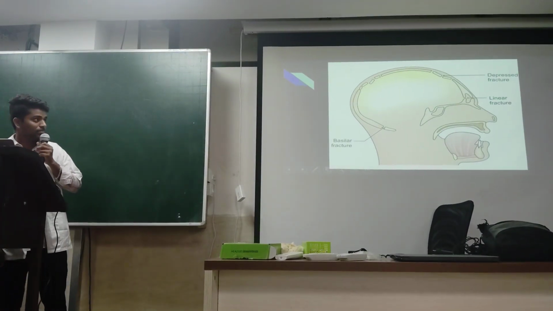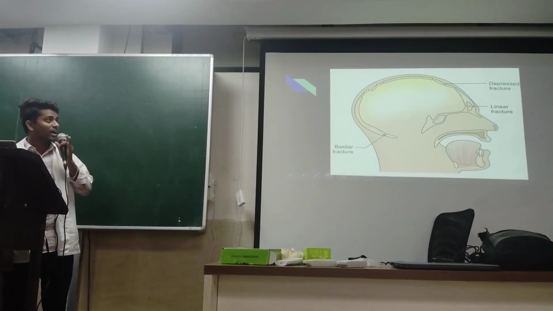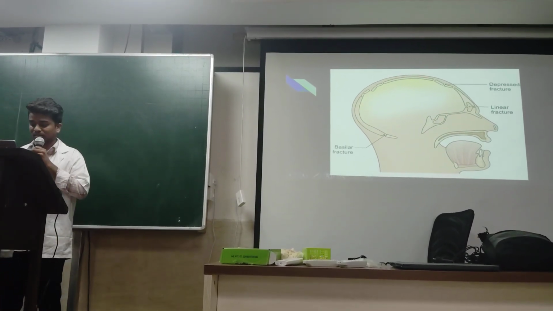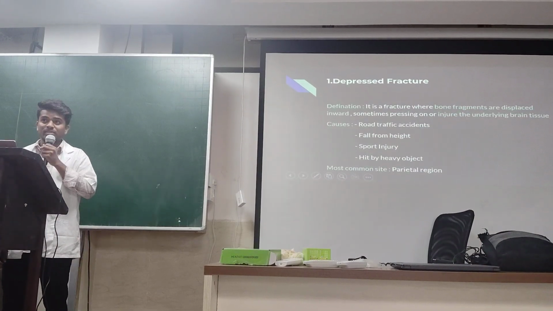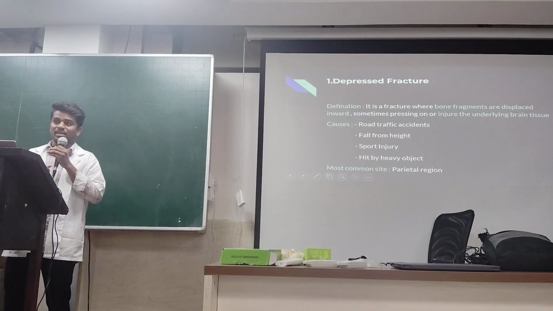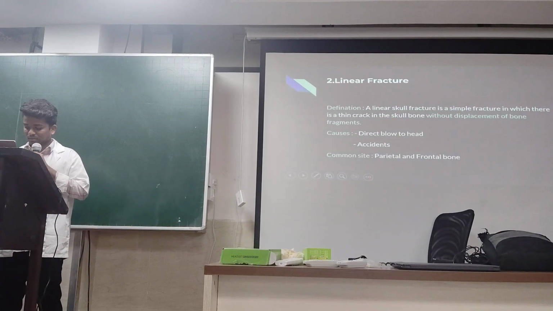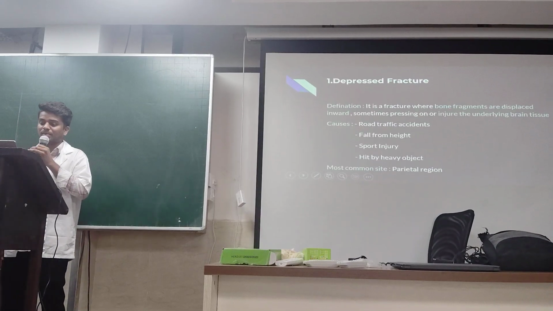As you can see in the picture, the three types of fractures are mentioned: the linear fracture, depressed fracture, and the basilar fracture. The depressed fracture is a type of skull fracture in which part of the skull bone is pushed inward towards the brain side. It is a fracture where the bone fragments are displaced inward, sometimes pressing on or injuring the underlying brain tissue.